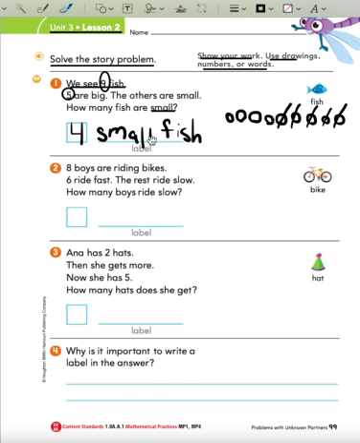And you're going to do essentially the same thing for the rest of the problems. If you would prefer, you can write an equation for the rest, or you can draw actual little fish or little bikes or little hats if you would like. But just make sure to show your work using drawings, numbers, or words. And if you need any help at all, let me know, okay? Good luck, guys!